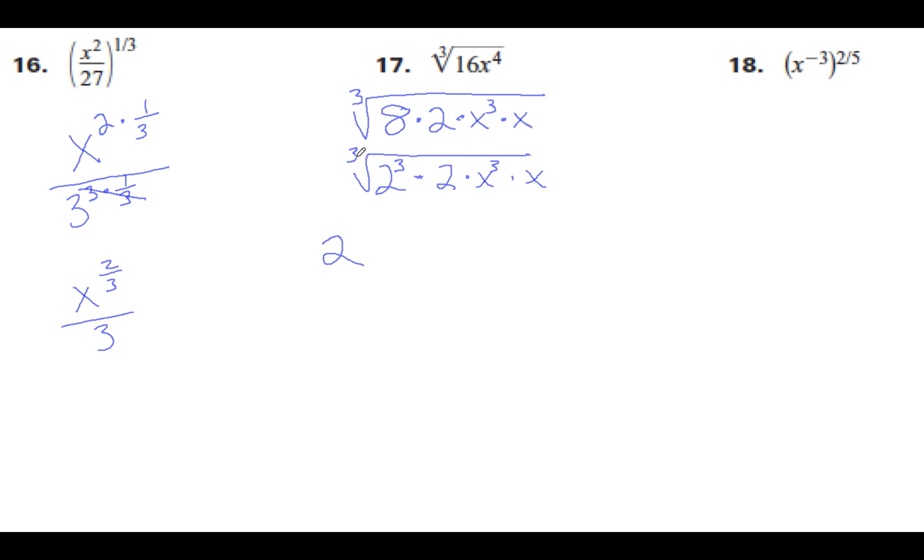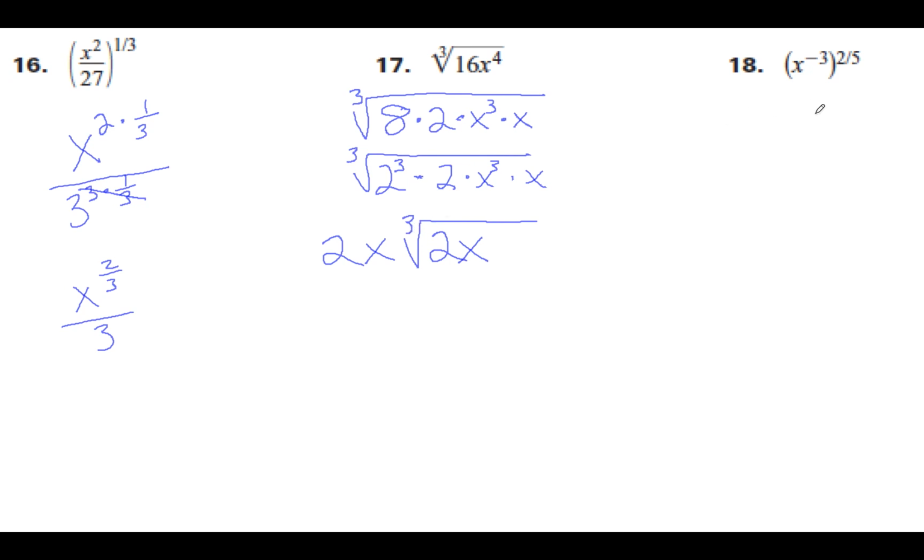This 2, you're taking the cube root of 2. This 2 has to stay underneath. Now we're taking the cube root of x cubed, so that's x. Then you're taking the cube root of x. That can't be done, so that stays under there. So it becomes, okay, that's our final answer. Make sure you leave that index in there.